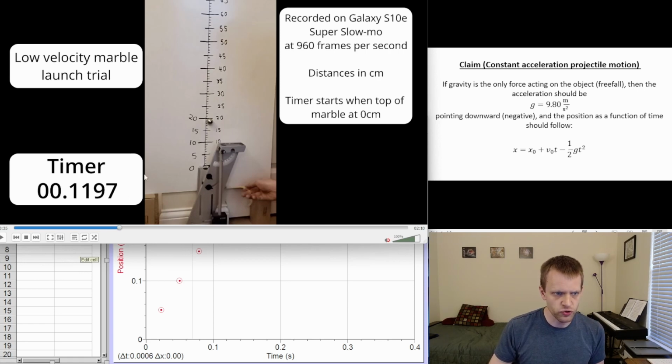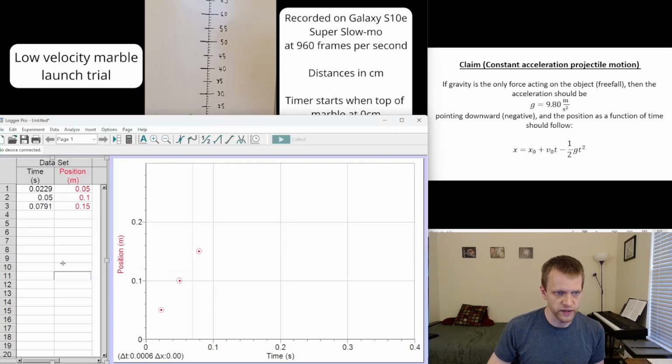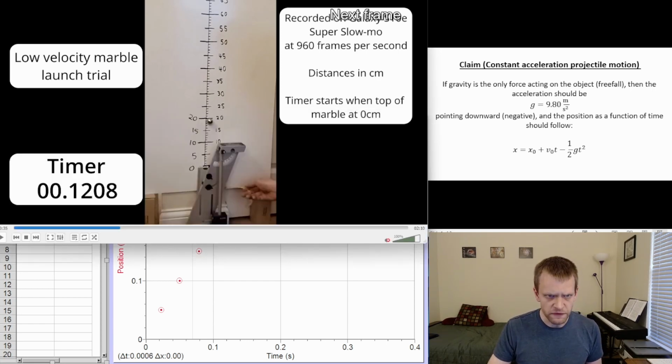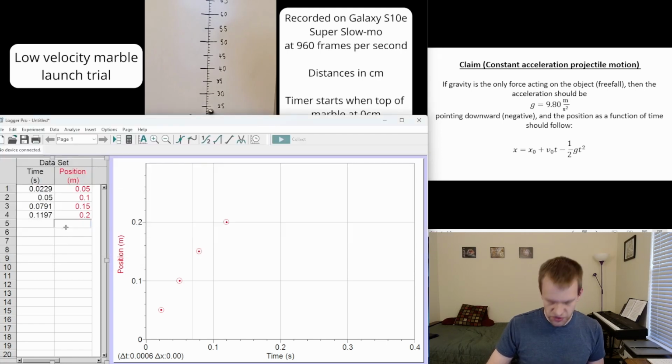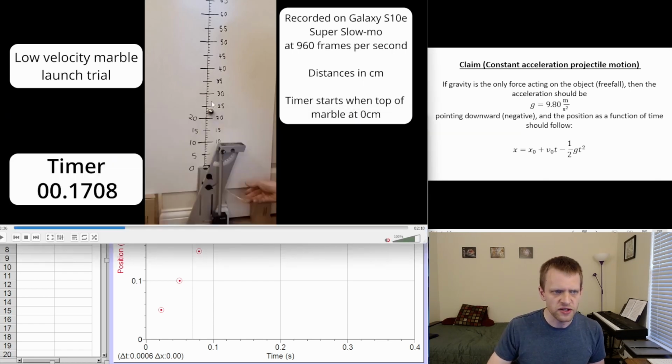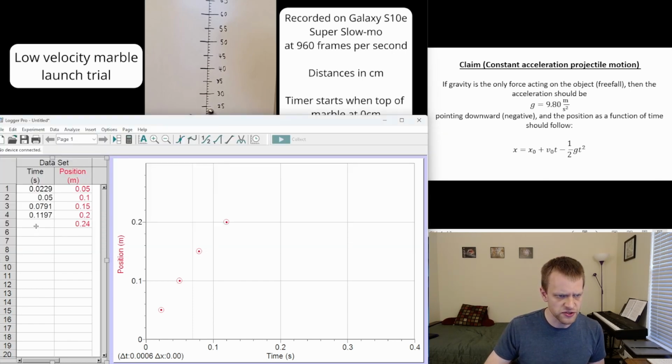So at 0.2 meters, the time is 0.1197. That's 0.2 meters. And let's see if we can get a few more data points. So, looks like it's, I don't know if it quite gets to 0.25. Let's say that is going to be 0.24 for the distance. And that time was 0.1708.